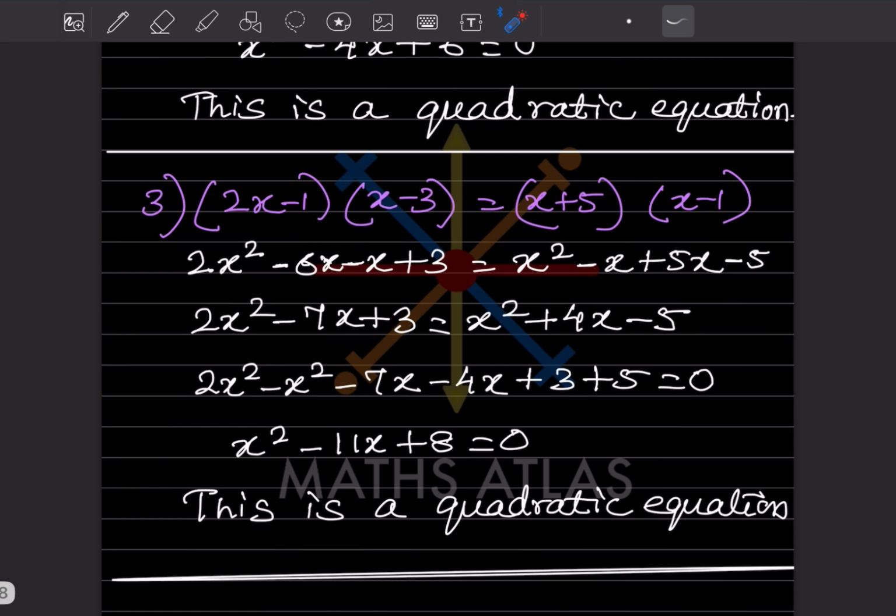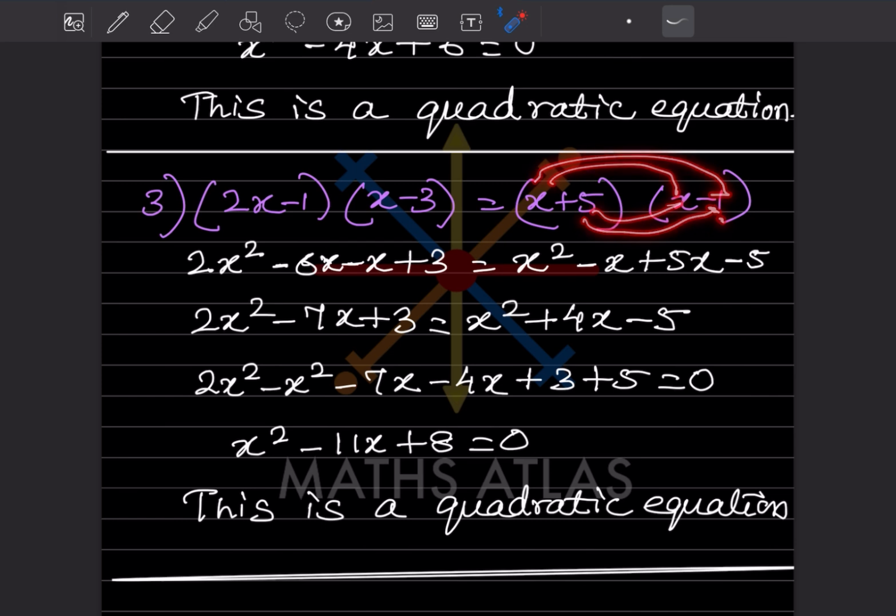Again, now we will see for this one. So we will expand this one. This will be this into this, this into this, this into this, and this into this. That will be 2x square minus 6x minus x plus 3, minus 1 minus 3, that is multiplication, so it becomes plus 3. Again, you can do this into this, this into this, this into this, this into this. So this will be x square minus x plus 5x minus 5.